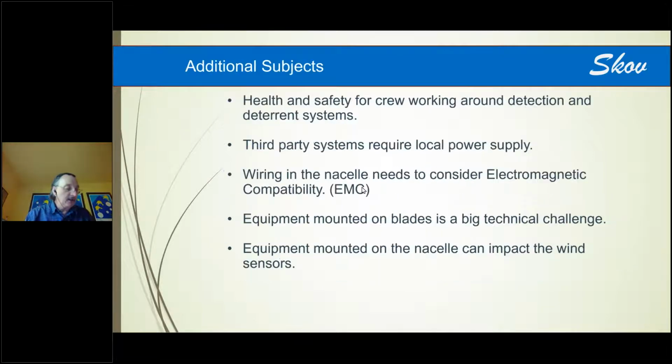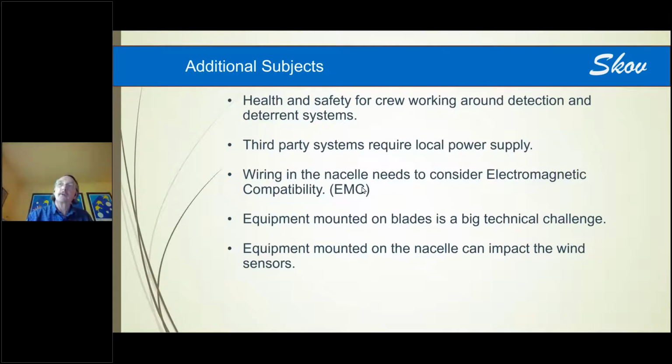So other subjects I didn't mention include health and safety, of course, for all the people working around these systems. And from a turbine manufacturer perspective, what kind of power needs are required? These turbines are so optimized, there's not an excessive amount of power outlets available. It all requires modification to the controllers and installation of additional transformers.